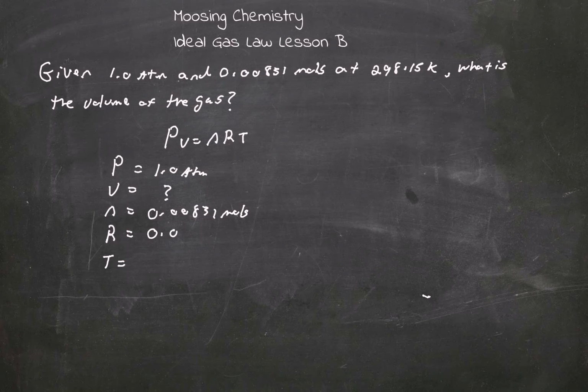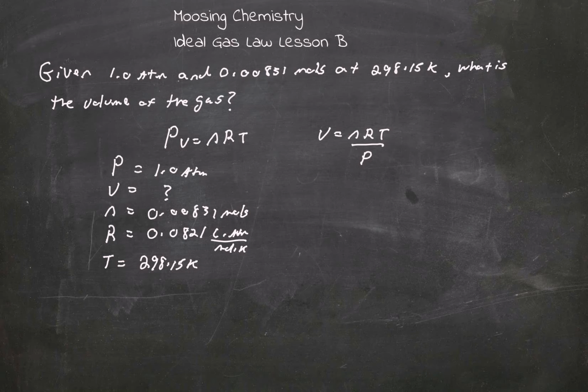The R value is 0.0821 liters times atmospheres over moles times Kelvin, and our temperature is 298.15 K. So now we're going to isolate for V. V equals nRT over P. Pretty simple, isn't it? It really is. It's not that bad.